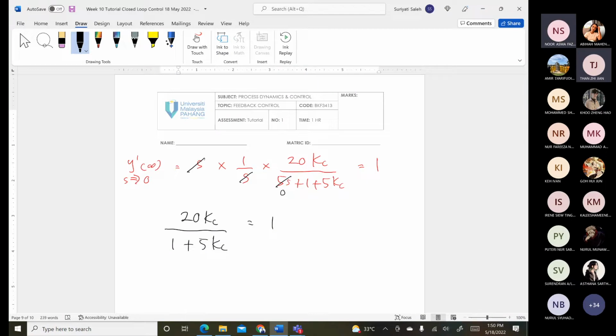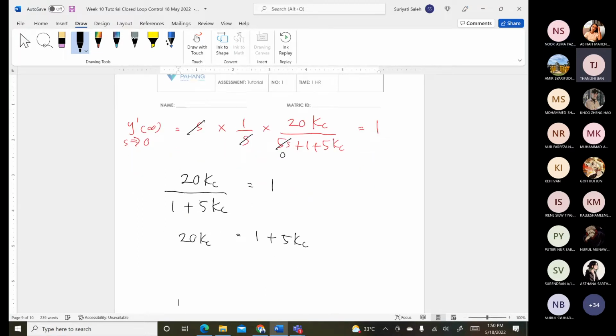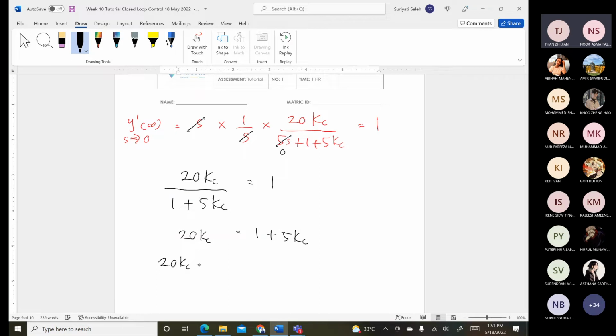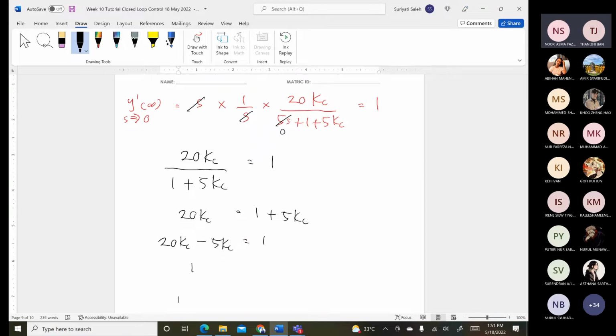So we try to find the value. Let's say here you can expand, rearrange the equation. 20 Kc equal to 1 plus 5 Kc. 20 Kc minus 5 Kc equal to 1, where 20 minus 5 is 15 Kc equal to 1. So Kc equal to 1 over 15.